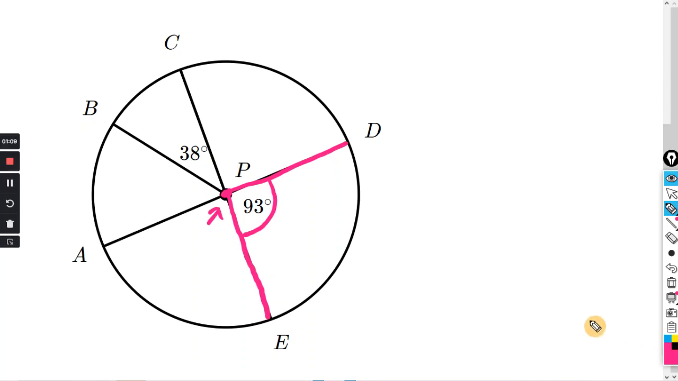I'll do it in a different color. You can see this angle right here intercepts the arc that goes from point D to point E. This right here is called an arc. It's just a piece of the circumference. So if this is 93 degrees, this will also be 93 degrees. The central angle and the measure of the arc are the same.